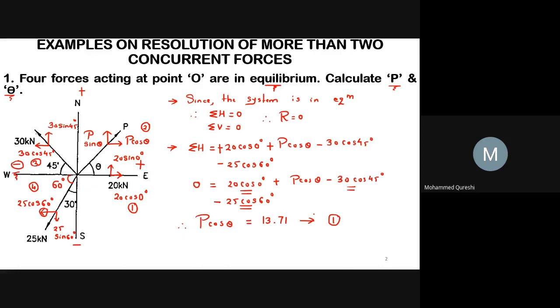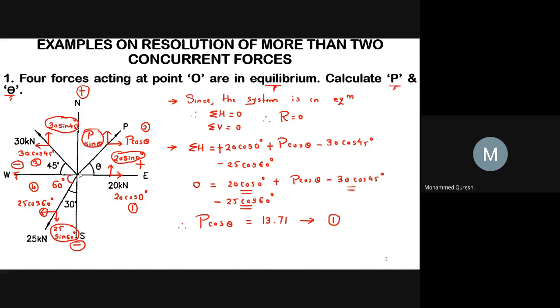Now we will solve the vertical forces, that is the summation of all the vertical forces. So one vertical force is here 20 sine 0, second vertical force is P sine theta, third vertical force is 30 sine 45, and fourth vertical force is 25 sine 60. So the value of 20 sine 0 will be positive as it is going in upward direction and in the first quadrant. The value of 30 sine 45 will also be positive. The value of 25 sine 60 will be negative.